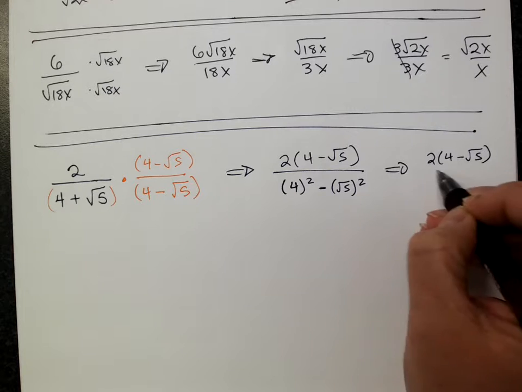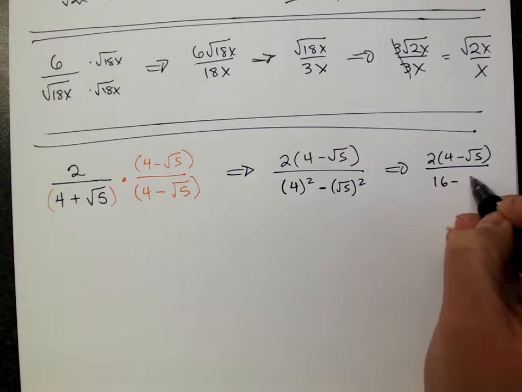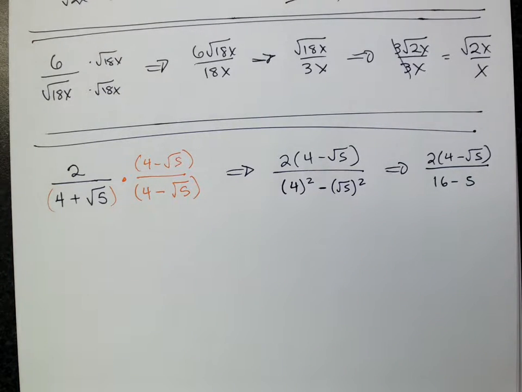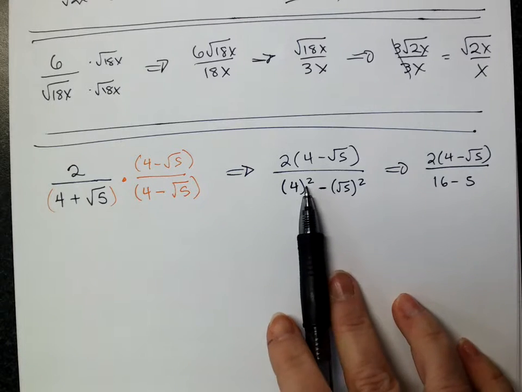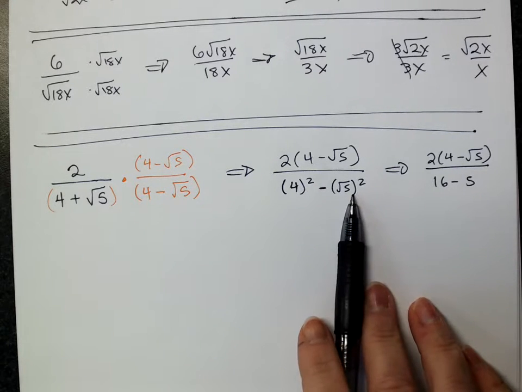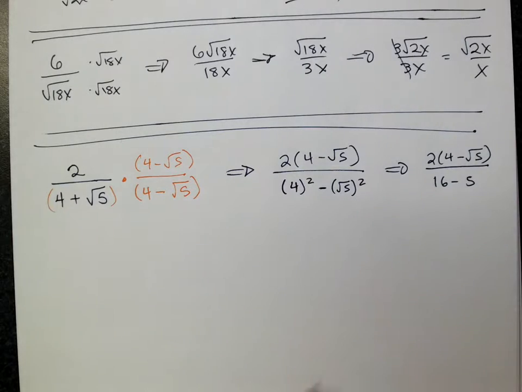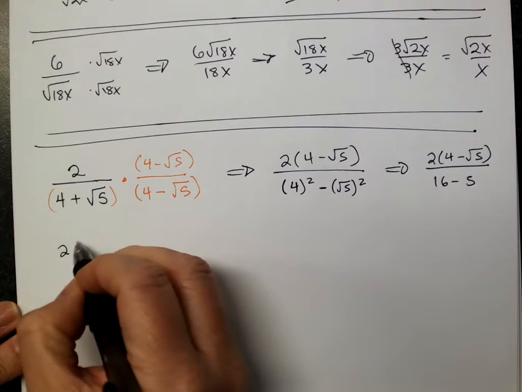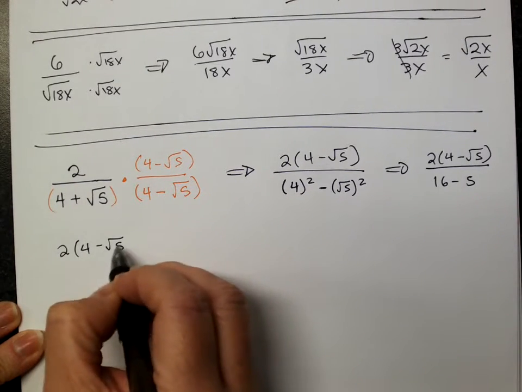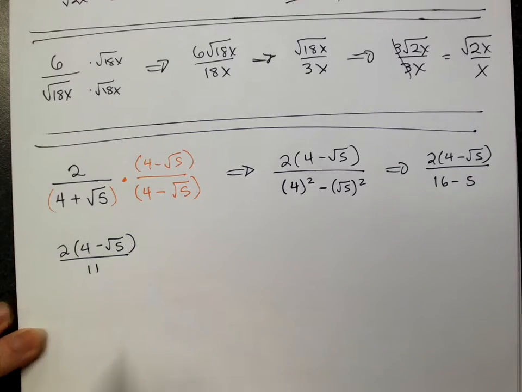We're done with the numerator. We're just dragging it along, and then this is 16 minus 5. 4 is just a number. It gets squared, and this is a radical squared. The answer is the radicand. So 2 times 4 minus square root of 5 over 11.